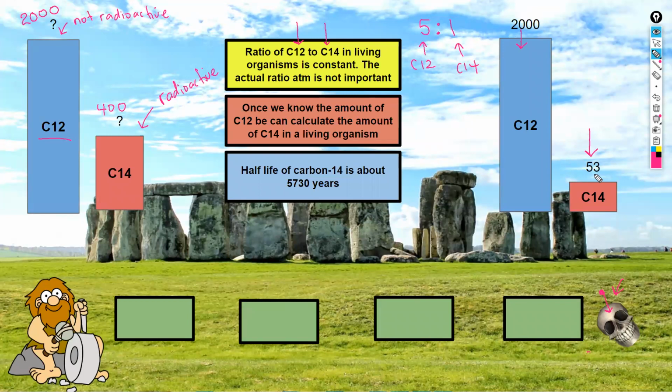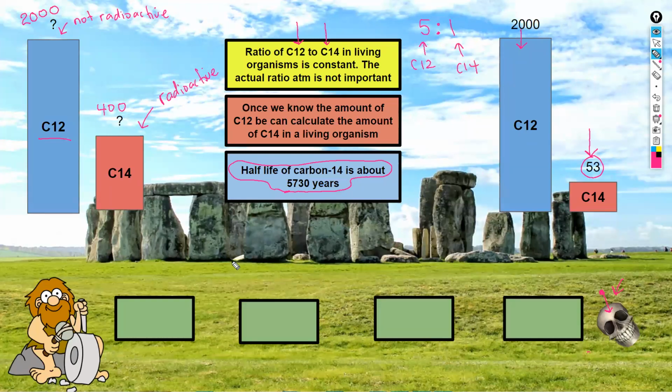53, which makes sense because carbon-14 is radioactive, meaning that over time, it got less and less and less, and finally it reached 53. So my question to you is, how do we calculate how old these bones are? And it's very, very simple, more simple than you think. All we need to know is this. The half-life of carbon-14 is roughly 5,730 years. I think I had mentioned that previously.